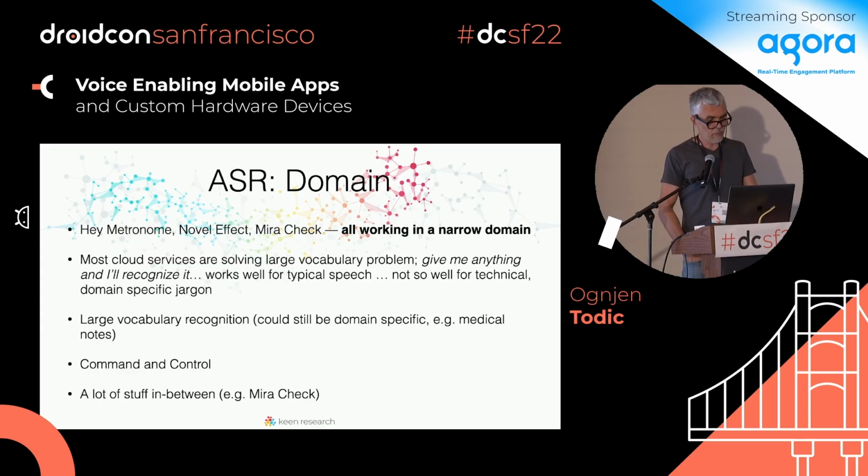So if you think about the domain, you can have something on one end of the spectrum like large vocabulary recognition. On the other end is command and control, maybe 10 words or 50 words or something like that. And there's a lot in between. And you don't necessarily need large vocabulary dictation systems for this stuff that's in between.